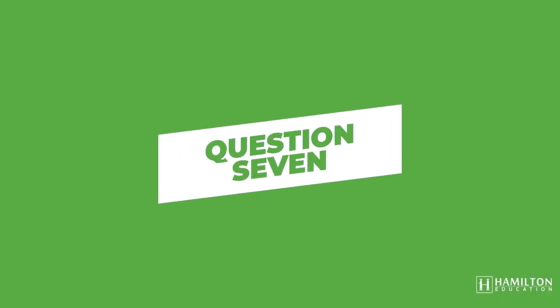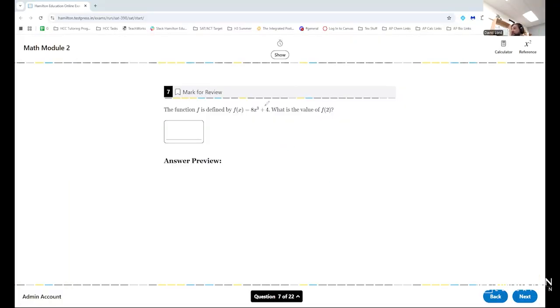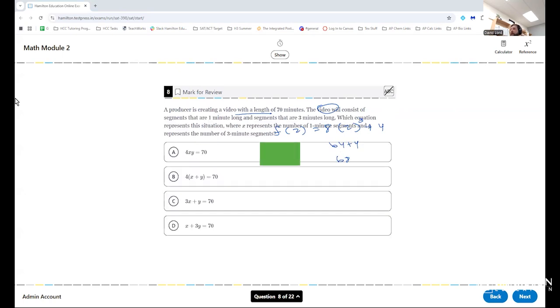All right, question number 7. The function f is defined by ax cubed plus 4. What's the value of f(2)? So instead of plugging in 2 for f(x), you plug in 2 for every x. So f(2) is equal to 8 times 2 cubed plus 4. So that's 64 plus 4, which is 68.